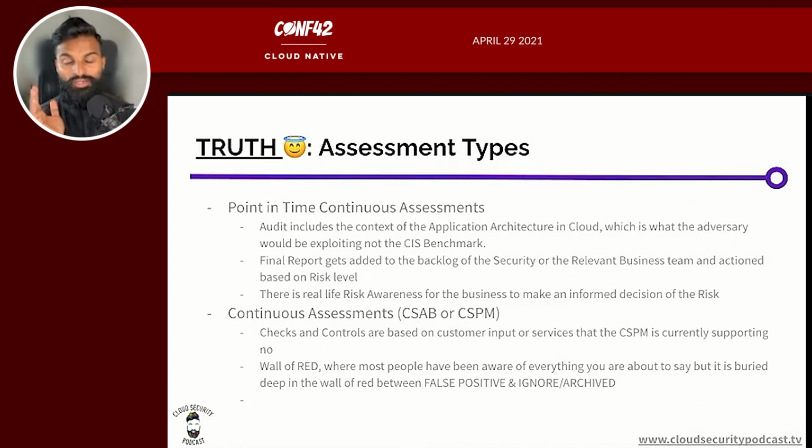As I'm saying this, I do want to call it out: I don't dislike CSPM. Hate is probably a strong word. The reason I say this is because I think it's worthwhile calling out that the report you would get from a point in time assessment would help you create actionable backlogs in your security team or relevant development teams. Whereas what you get from a CASB or CSPM may really be about how you link to a compliance checklist, which may be the goal of your organization.